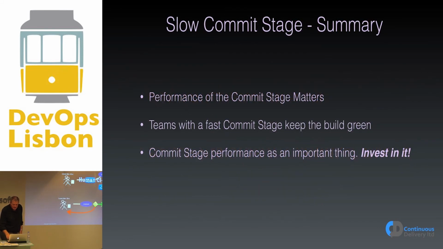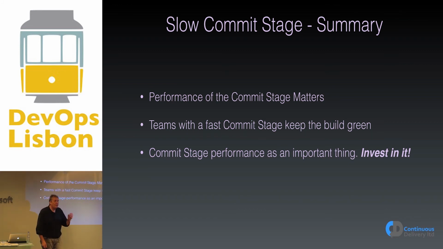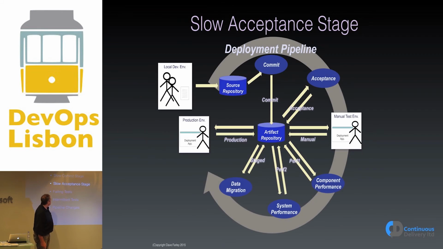I'm going to skip over some of these a little bit. So, in summary, performance of the commit stage is really, really important. This is where you want to invest your principal engineering and spend. Teams with a fast commit stage keep the tests passing because it's easier to iterate and fix things more quickly. It's much easier to keep all of the tests stable. So invest in the commit stage.